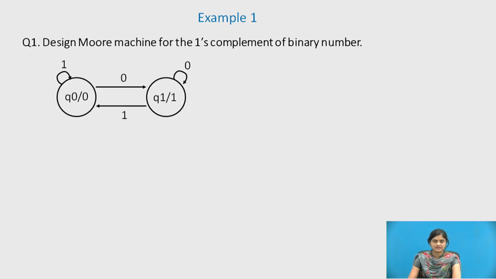The next example: design the Moore machine for the ones complement of a binary number. So we know that for a binary number, if we want to take ones complement, if 0 is given as the input, 1 should be the output. If 1 is given as the input, 0 should be the output.